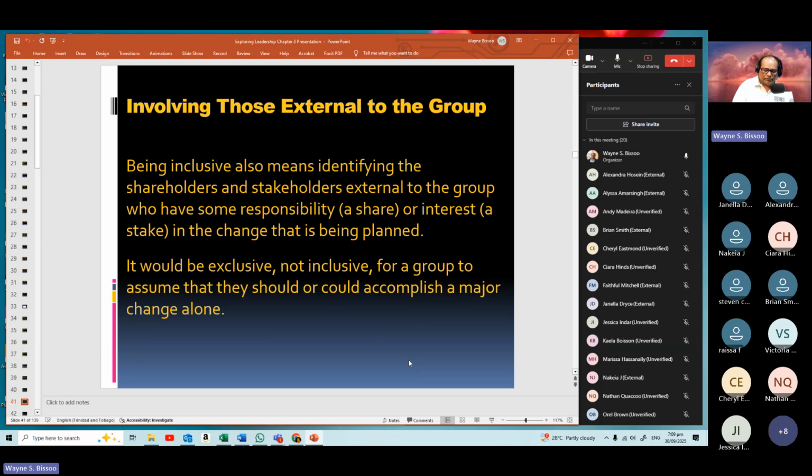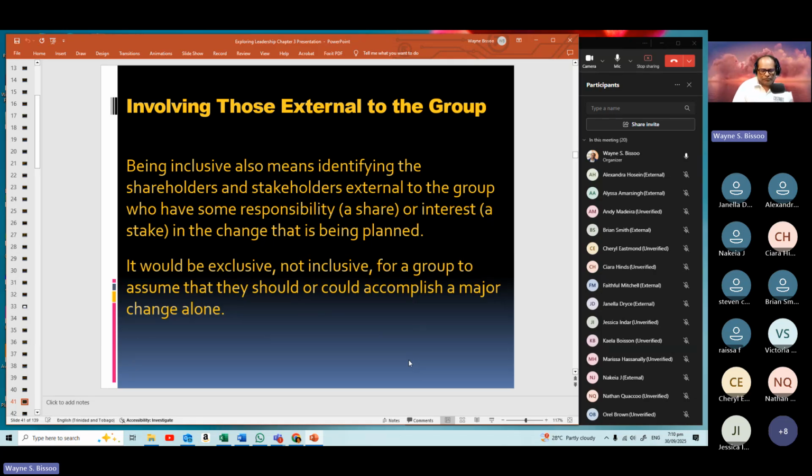Also, when you're thinking about inclusivity, you have to think beyond the organization itself. In your organization, you have to pay attention to those people who are impacted by what you do or affected by what you do. That will be stakeholders and shareholders. Shareholders are people who have a direct benefit that they develop with you.